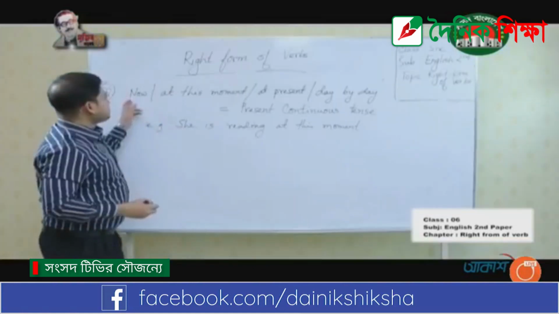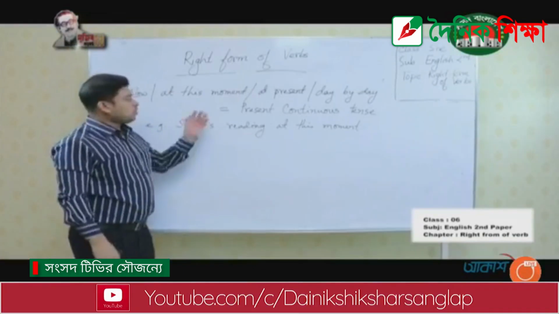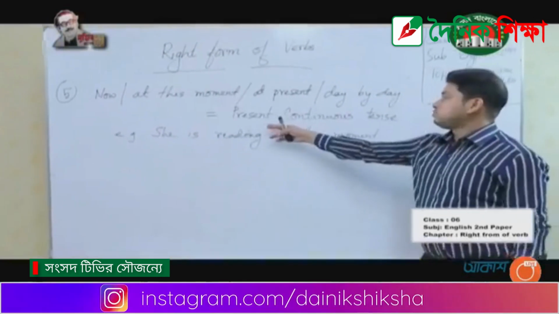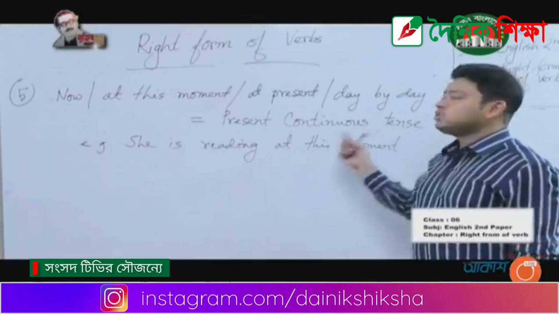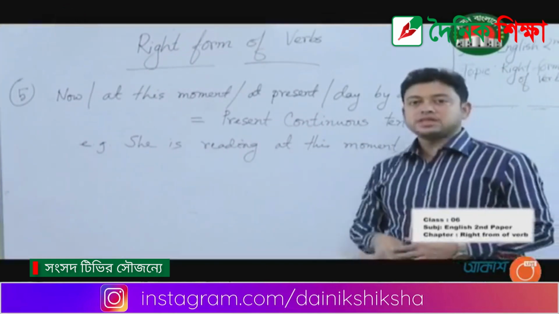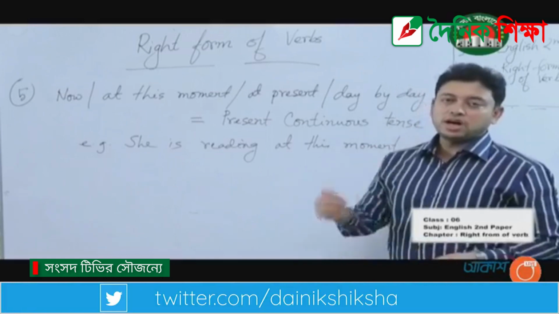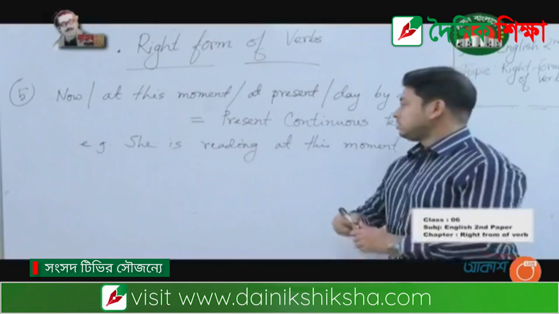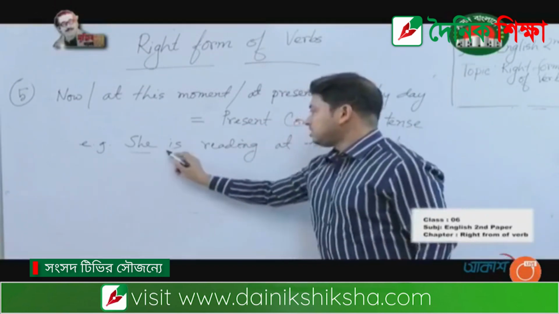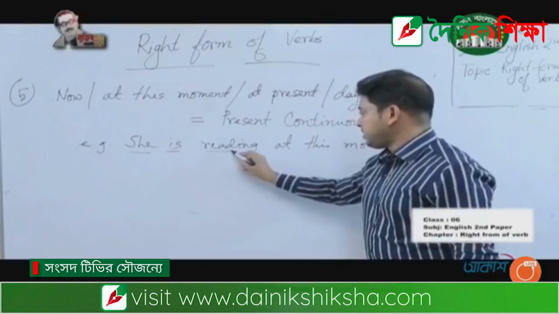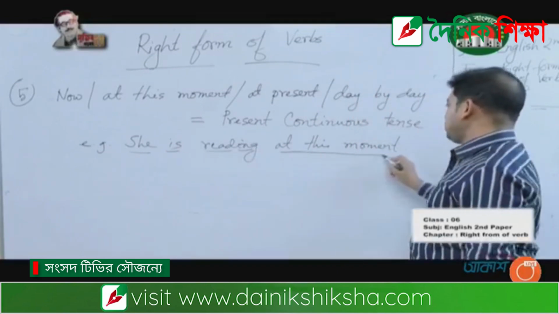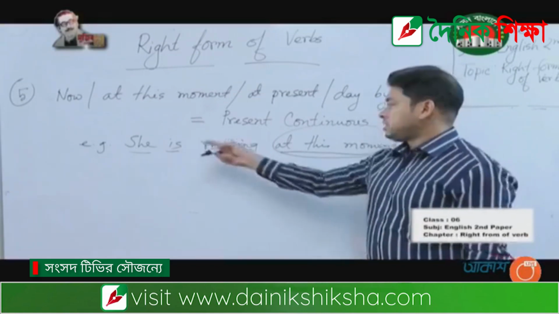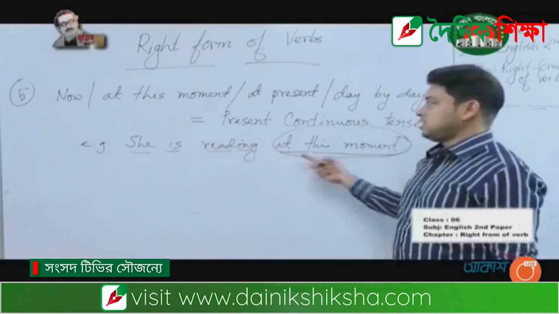So rule number 5 is now, at this moment, or at present, or day by day. If this is the case, then the tense will be present continuous tense. Present continuous tense means subject plus am or is or are, depending on the subject. Then there will be the verb plus ing form. This is the case here. She, that's why is. The verb is read, then ing, because at this moment is there. So when there is at this moment, the rule will follow present continuous tense.